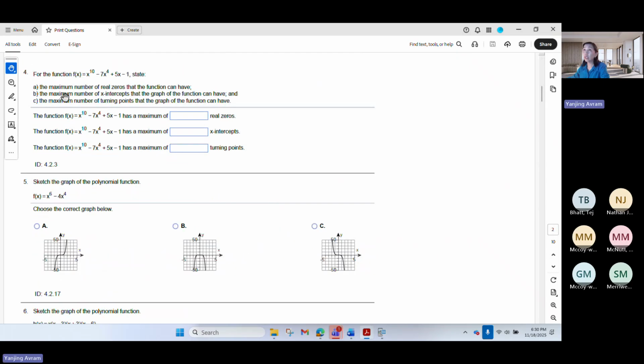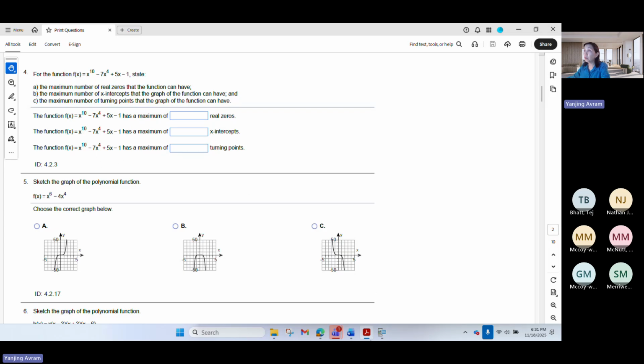For this function, the A here states the maximum number of real zeros that the function can have. It's not necessary that you have that many real zeros, but the maximum is the same as the leading term's power. This is the degree of 10, so my maximum number of real zeros here is 10. You can have 10 or less, but not more than 10. That also means you have a maximum of 10 x-intercepts.